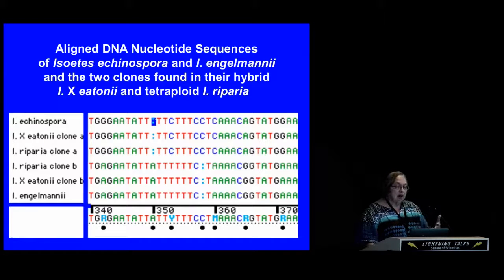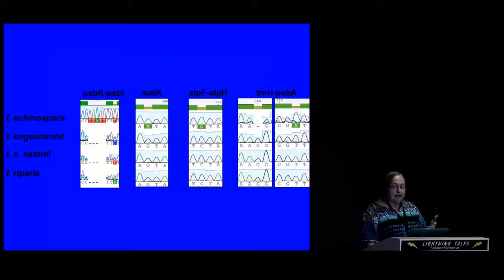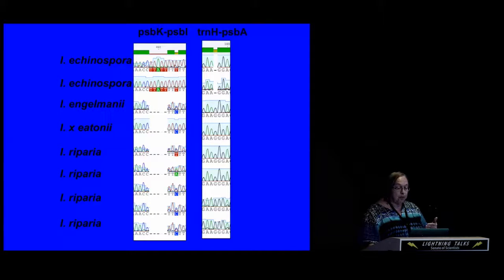The question our intern was looking at last year was determining who is the chloroplast donor, and in many cases that's the maternal parent. So he sequenced chloroplast spacers, which are rapidly evolving. What he found was a number of markers where you can clearly see that the hybrid and the tetraploid are closely related to Engelmannii and not to Echinospora. He was able to look at several accessions of riparia, and all of them had this association with Engelmannii.